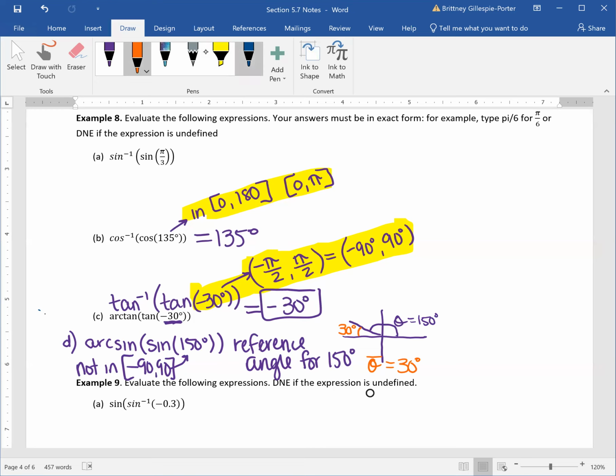So if we rewrite the entire problem as the arc sine of sine of 30 degrees, that gets us 30 degrees because it's in the reference angle. And this is legal because this 30 degrees is in the interval of negative 90 to 90.